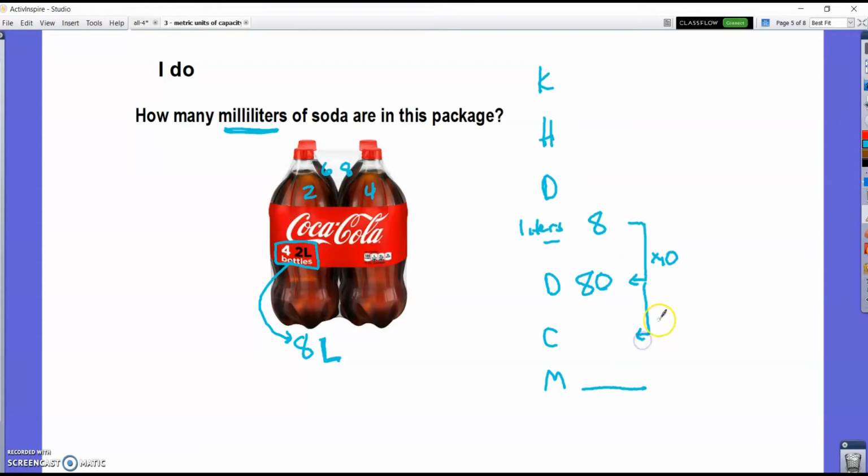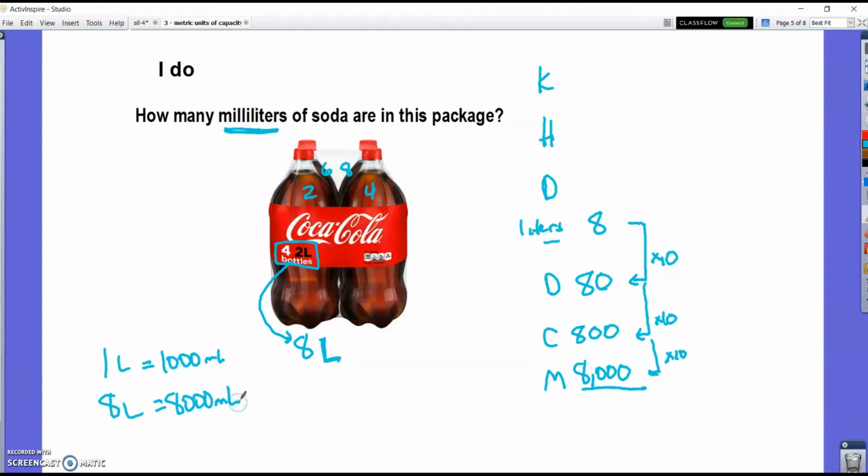Centiliters, also rarely used. I have seen them before, like if you buy a can of Coke in Europe or something, it might be in centiliters. It does exist. That would be 800 centiliters, and times 10 milliliters in a centiliter would be 8,000 milliliters of soda in the package. Again, milliliters are very small. 1 liter is 1,000 milliliters. So it makes sense that 8 liters would be 8,000 milliliters.